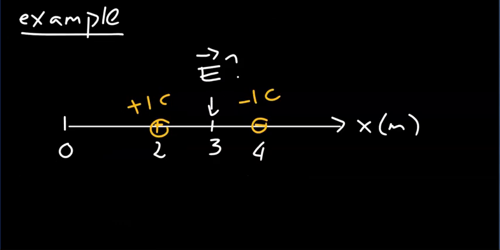Another example, you have two charges. One is 1 coulomb at x equals 2 meters, and minus 1 coulomb at x equals 4 meters. What is the electric field these two charges create at x equals 3 meters? Let's do one by one. Let's look at the 1 coulomb charge first. This is a positive charge, so the electric field at x equals 3 will be heading in that direction. Remember, outward from the positive charge.